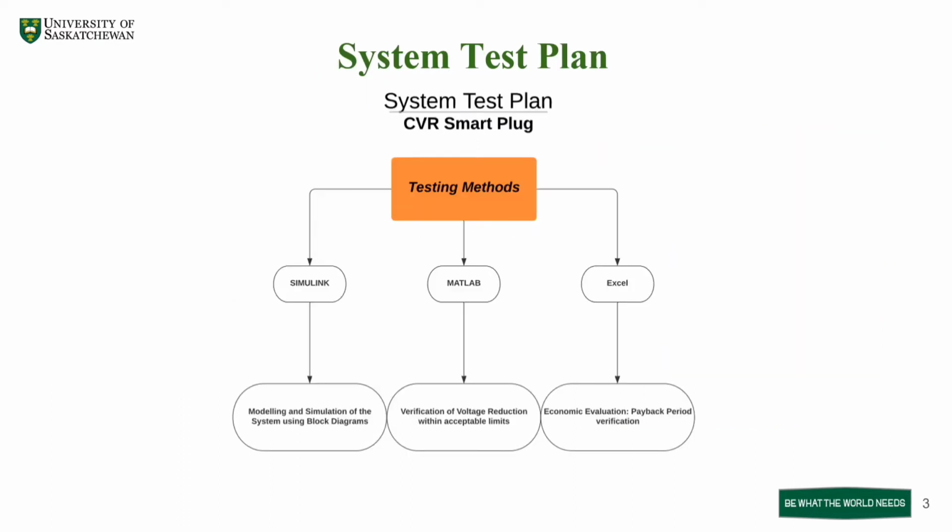We have done three types of testing for our design. First, using Simulink, we model and perform simulation for voltage reduction using block diagrams. Secondly, through MATLAB code, the verification of voltage reduction within acceptable limits was analyzed with the data provided by the client. Third, economic evaluation or payback period will be done using Excel calculations.